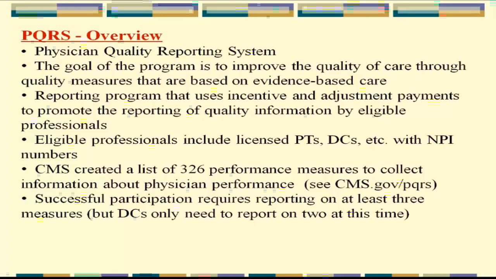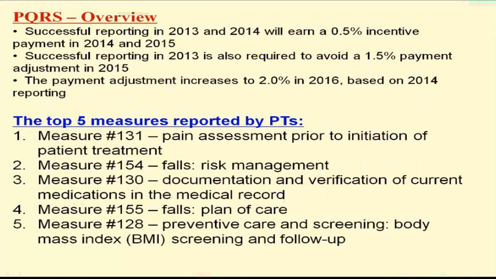cms.gov/PQRS. Successful participation requires reporting on at least 3 measures. Chiropractors only have to do 2. Physical therapists should be doing 3. So successful reporting this year is going to give you a little bonus in 2014. Also, if you report properly in this year, you'll be left alone. You'll avoid the 1.5% payment penalty.